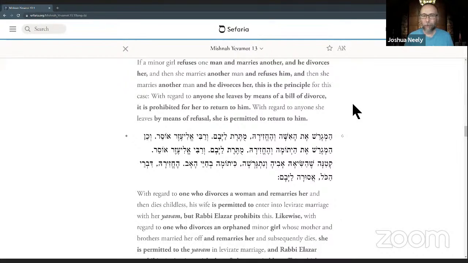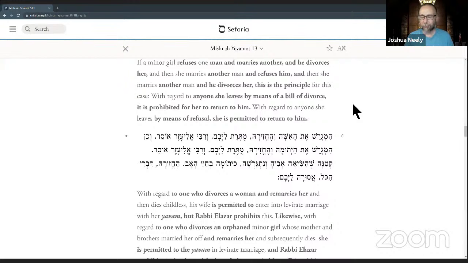If a minor girl refuses one man and marries another, and he divorces her, and then she marries another man and refuses him, and then she marries another man and he divorces her, meaning she is going through multiple marriages: the first is a refusal, the second is a divorce, the third is a refusal, the fourth is a divorce. This is the principle for this case. With regard to anyone she leaves by means of a bill of divorce, it is prohibited for her to return to him. With regard to anyone she leaves by means of refusal, she is permitted to return to him.